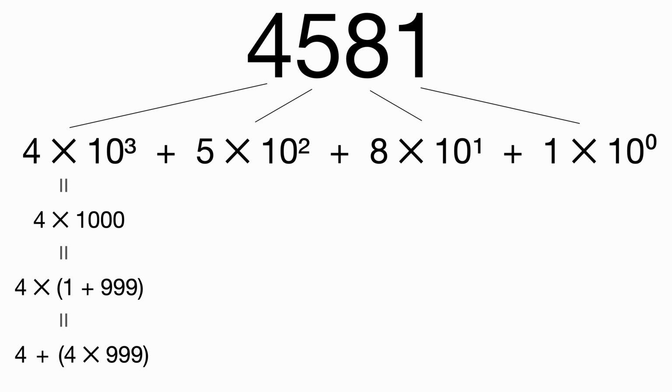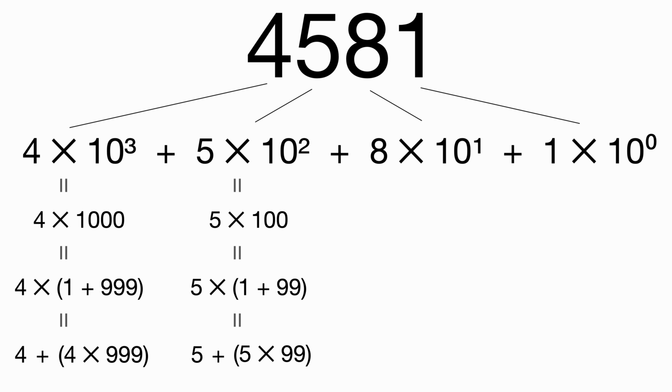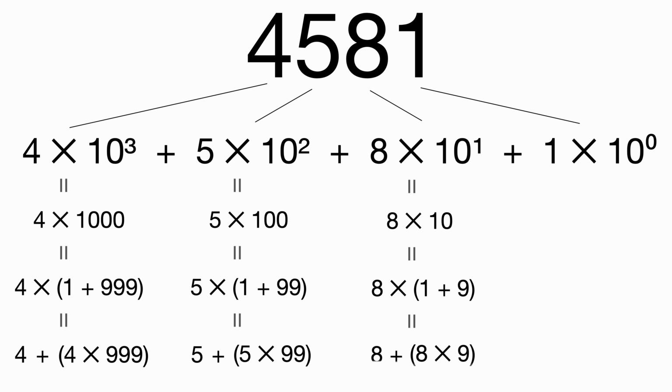Then we have 5 times 10 squared, which is 5 times 100, or 5 times 1 plus 99, or 5 plus 5 times 99. Then 8 times 10 to the first power is 8 times 10, or 8 times 1 plus 9, or 8 plus 8 times 9. And finally, 1 times 10 to the 0th power is 1.